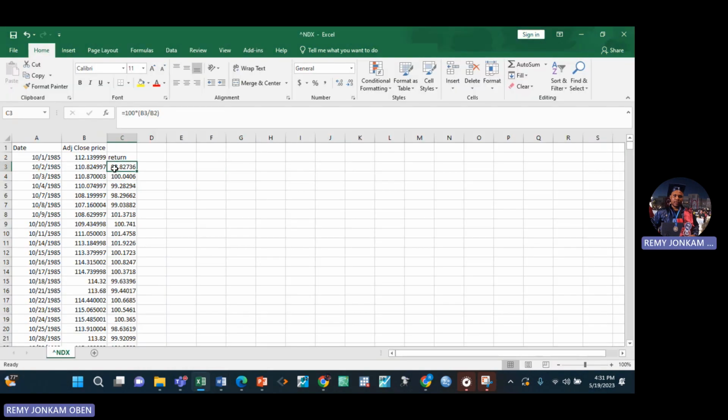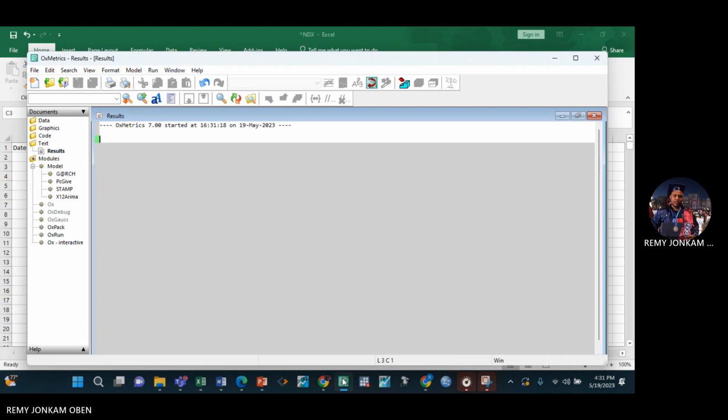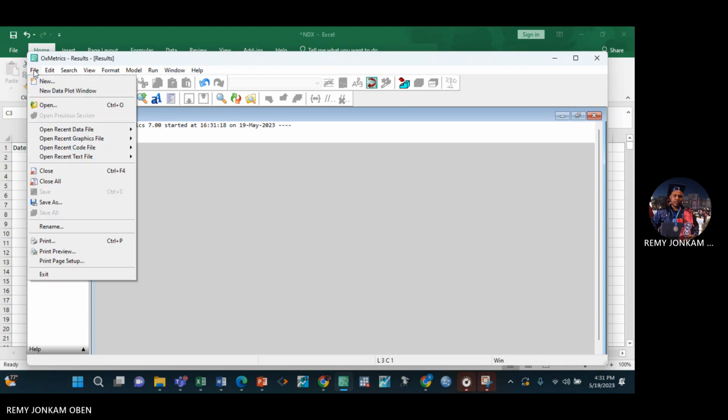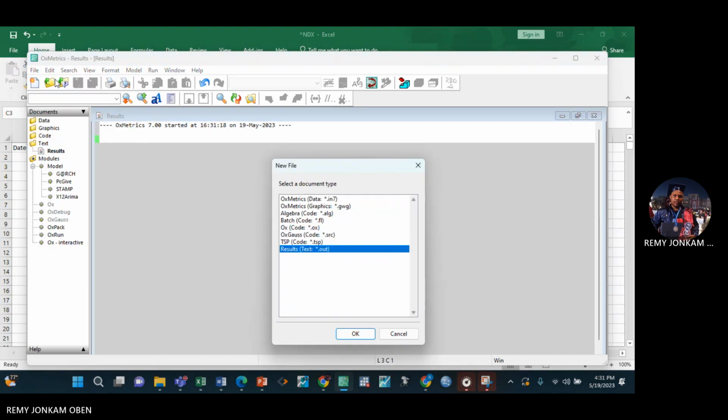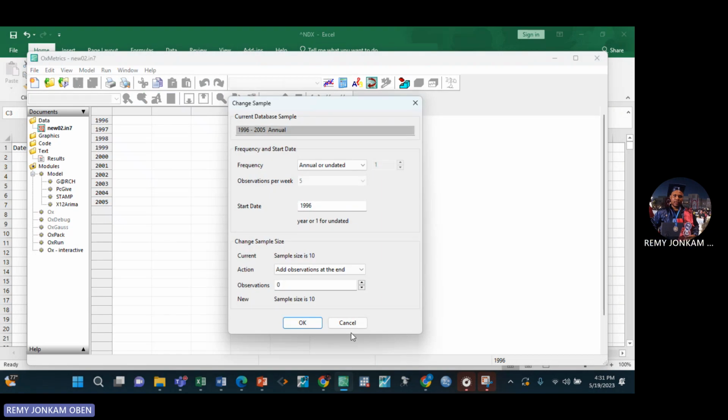Okay, so now back to Excel. I have my return series. So I'm going to open OxMetrics. Okay, so this is the software. I'll come to File, come to New here. I'll take the first option, Data, because I want to import my data to OxMetrics, and I'll click OK. Typically, you can change it, but I'll leave it as annual undated. Then the start date: by default, OxMetrics will always put 1996. So leave it as 1996. No need to change it.